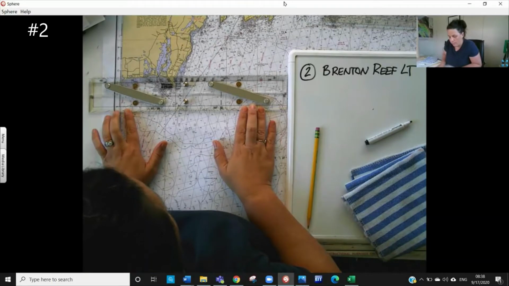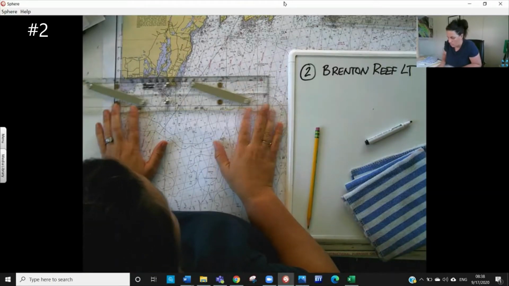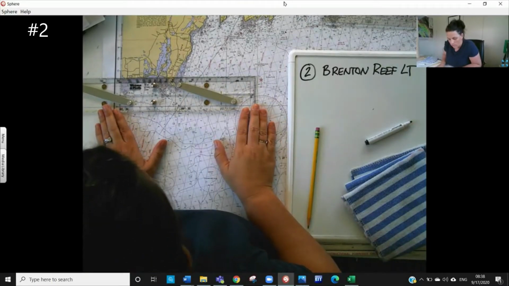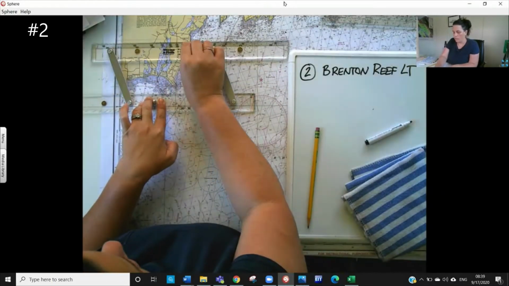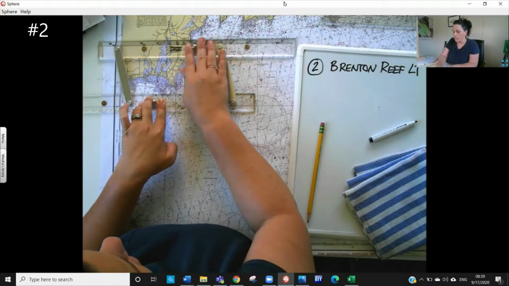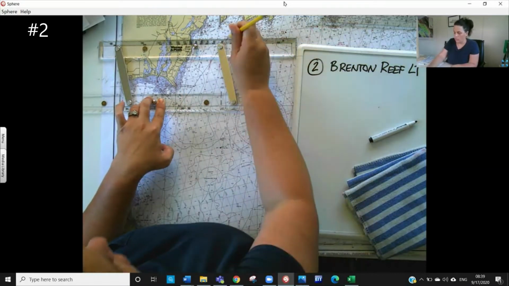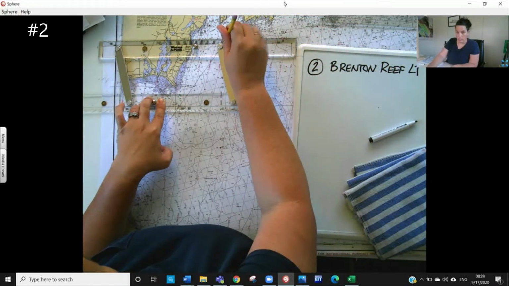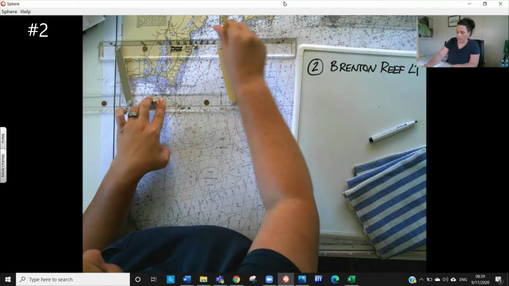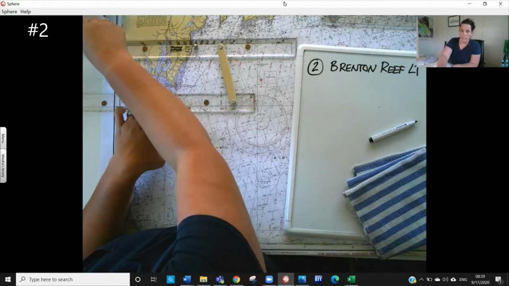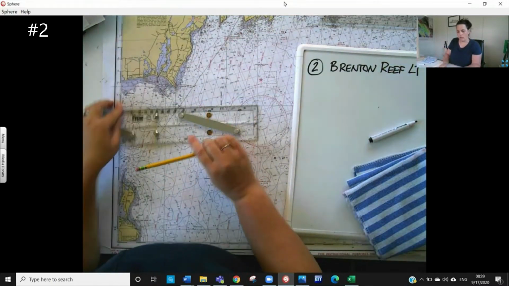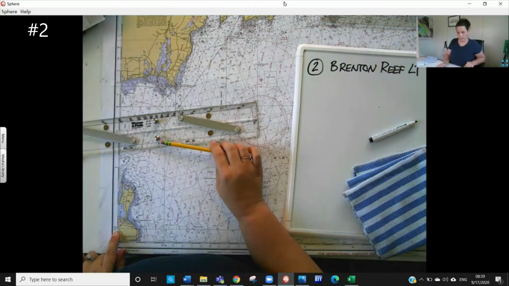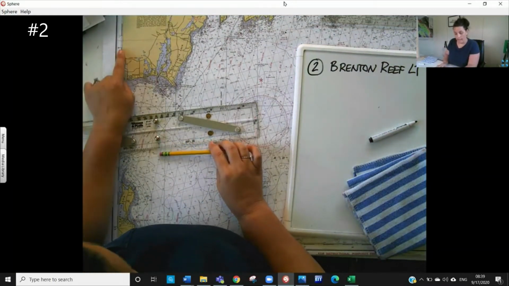So I'll line up that line, and then I'm going to walk this, see if we make it all the way. I think we will. Yeah, right there is Breton Reef, so I can draw in my line all the way up, and I can see where it crosses. So we have 41 degrees, 25.6.